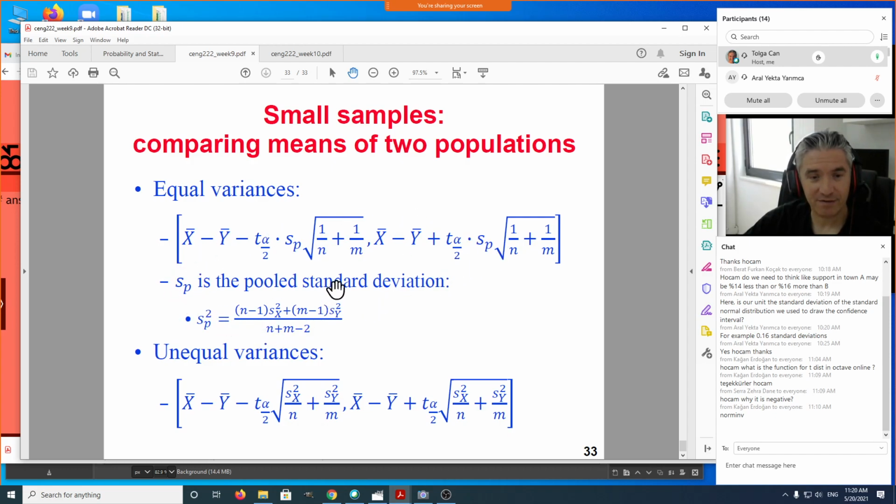SP is the pooled standard deviation. When variances are unequal, we use this, and I don't even have the degrees of freedom formula. So this slide actually contains missing information.